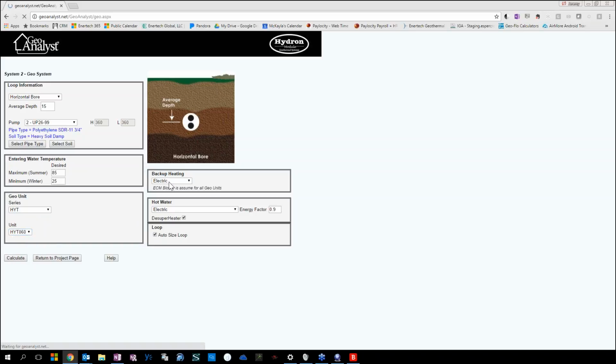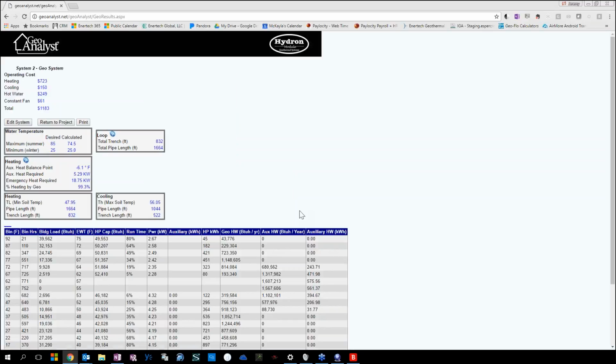So now we're looking at a 5-ton system. Again, backup heating is electric. Electric is my hot water. I'm using it as superheater. I'm letting the loop auto size itself, calculate. And let's see what a 5-ton unit can do.